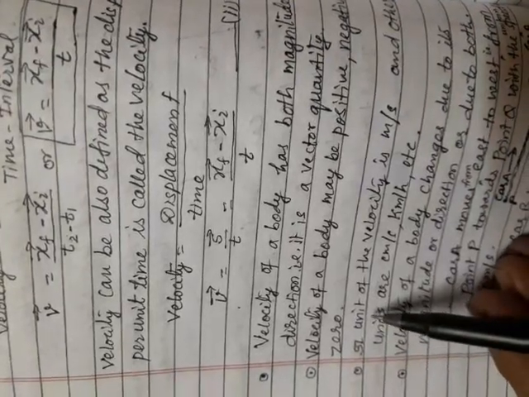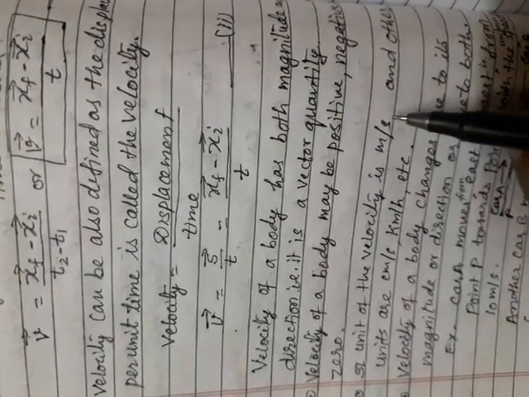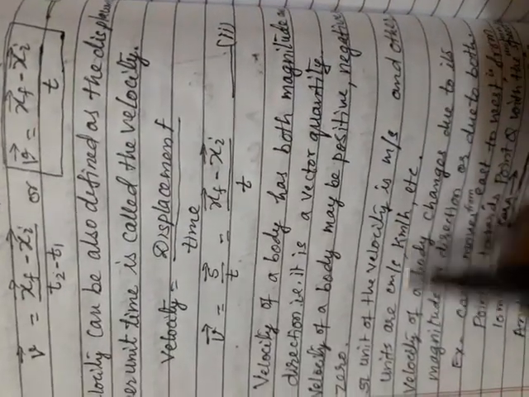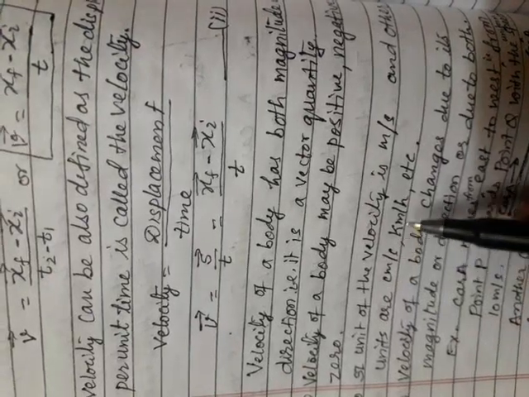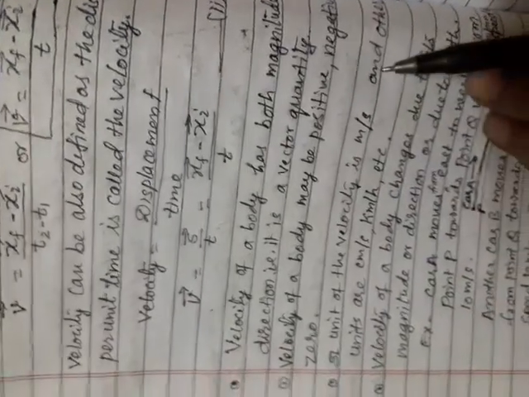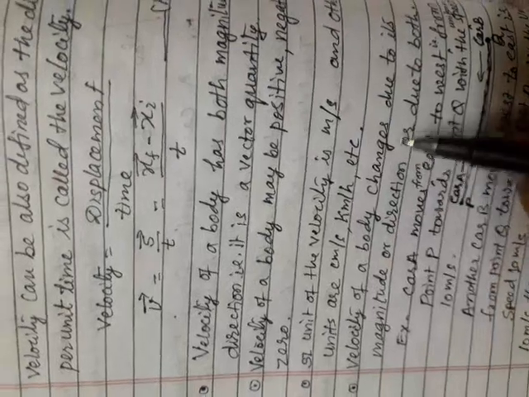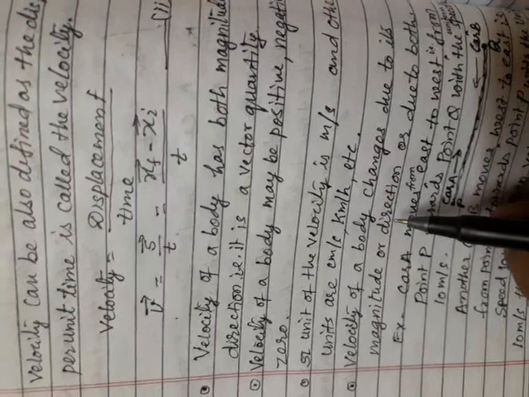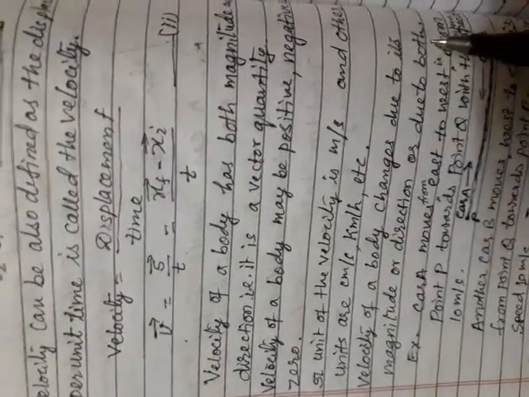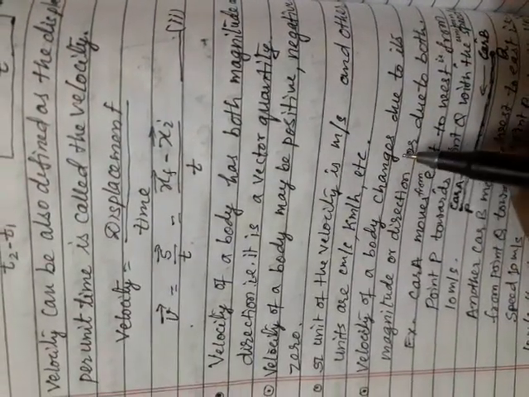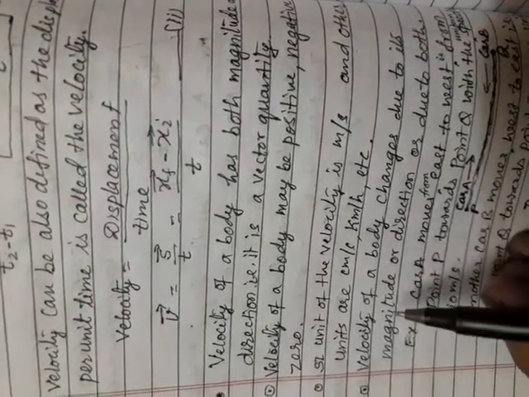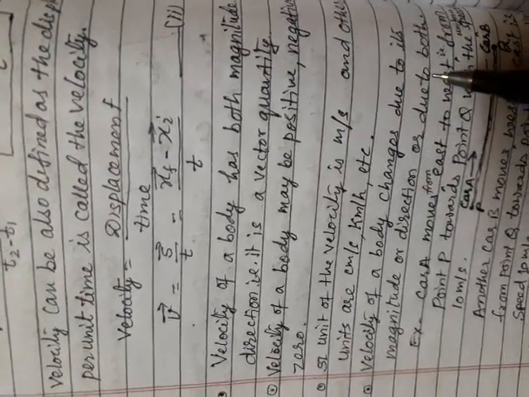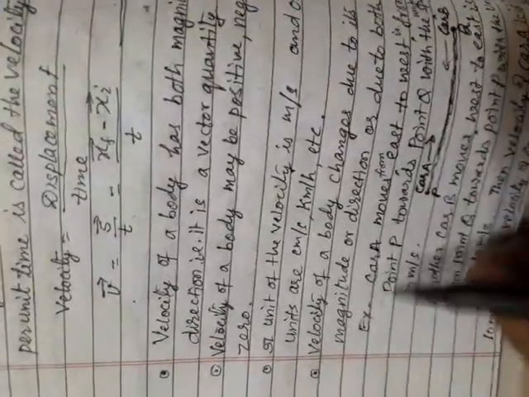Next, the SI unit of velocity is meter per second. SI means International Standard Unit, and other units are centimeter per second, kilometer per hour, etc. Next, velocity of a body changes due to its magnitude or direction, or due to both. If the velocity of a body changes, either its magnitude is changed or its direction is changed, or both are changed. Now we take an example.